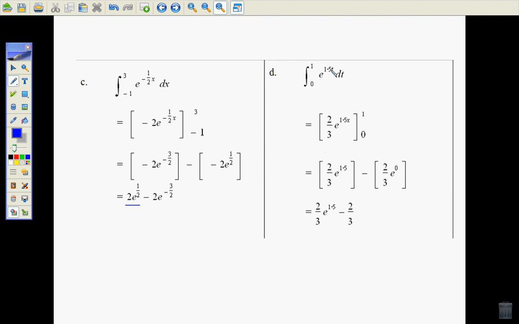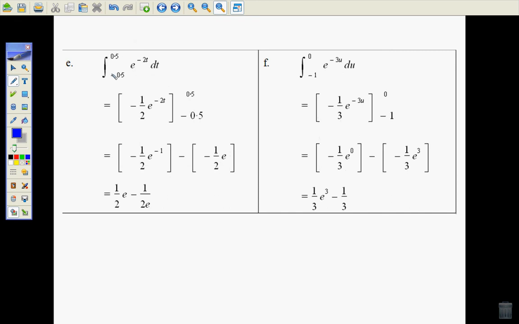E to the power of 1.5x, integrating between 0 and 1 gives us 1 over 1.5, which is 2/3, and e to the 1.5x stays the same. Between 0 and 1, so we substitute 1 in, that will just give us 1.5 and 2/3 of that, and then minus 2/3 times e to the power of 0. Remember, e to the power of 0 is 1, so that's why it's just minus 2/3 at the end, and that one's just stayed the same there.